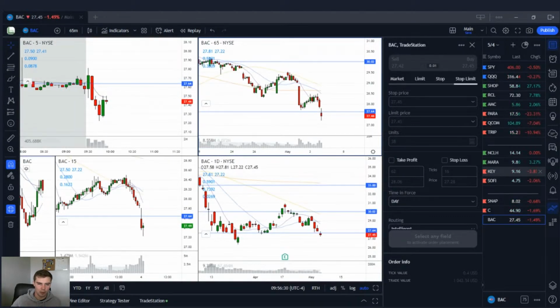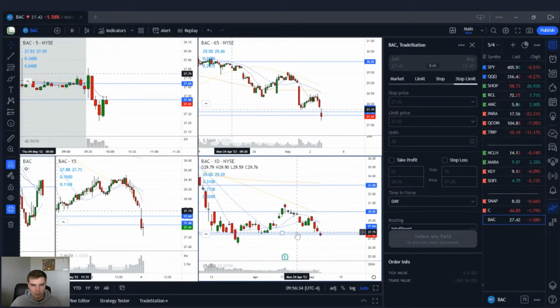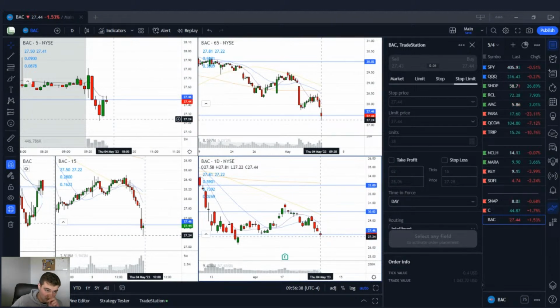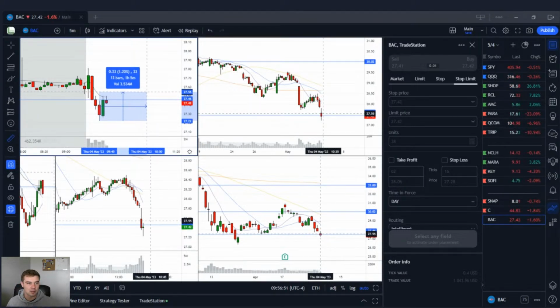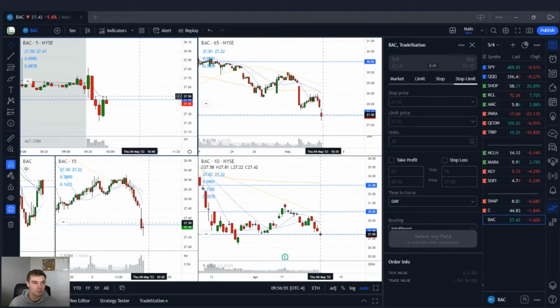Citigroup and BAC both hanging out. BAC is right at that resistance and VWAP, so watch this thing, with about a 28, 30 cent stop loss. Not a bad idea. Keep an eye on that BAC, guys. BAC, 30 cent stop loss. Watch it.